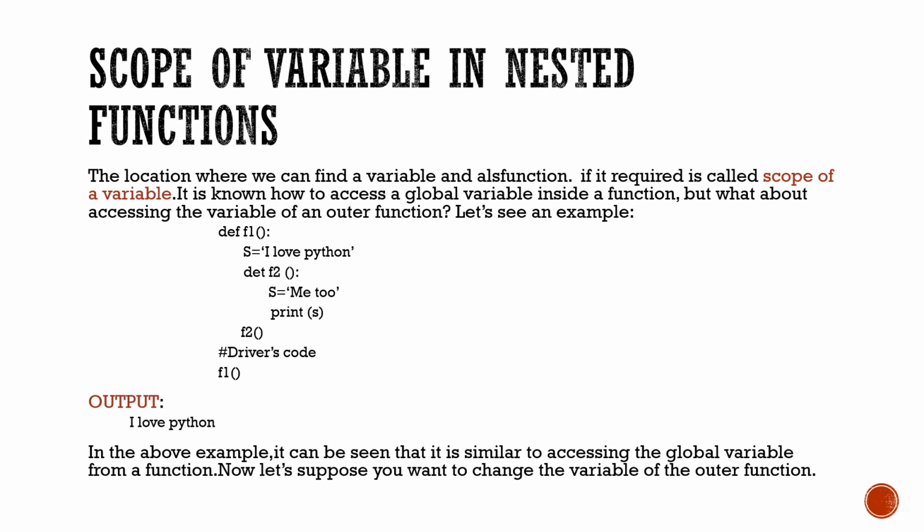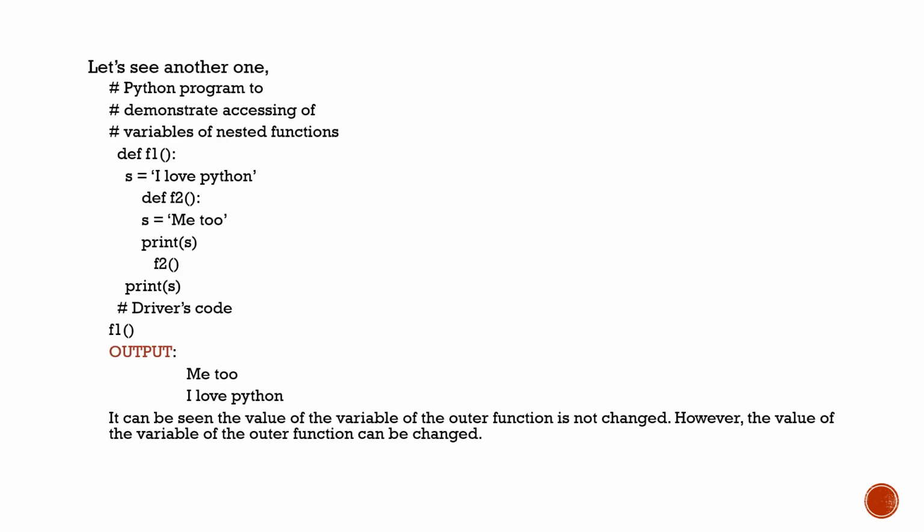I am Vaishnavi. Now I'm going to continue with the next topic. Now let us suppose you want to change the variable of the outer function. Let us see another program. First, declare the function f1 and give s is equal to I love Python. Next, declare the function f2 and s is equal to me too. Now we're going to print s from f2. So the output is me too and I love Python. It can be seen that the value of the variable of the outer function is not changed. However, the value of the variable of the outer function can be changed.